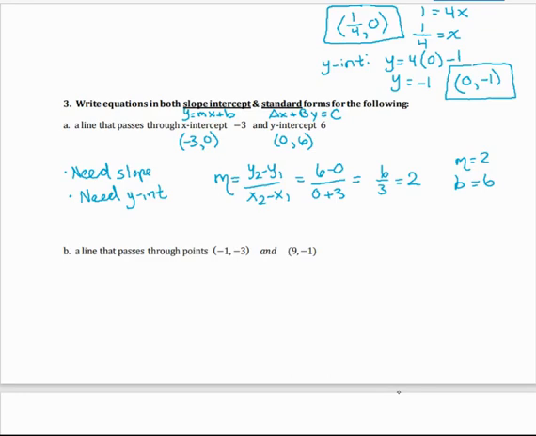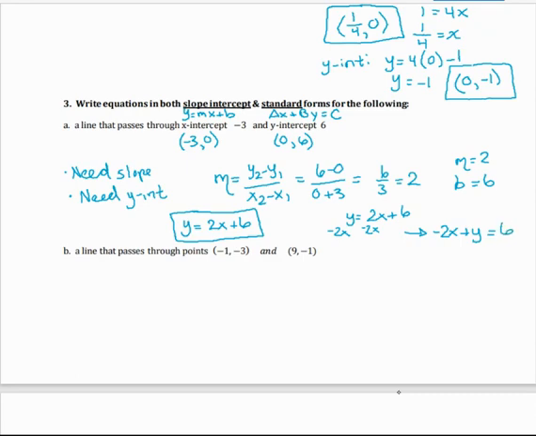Therefore, I can pop that right into our equation. In slope-intercept form, we would have y equals mx plus b, so y equals 2x plus 6. However, we're also asked to find standard form. I do not need to start from scratch. I will take my equation that is in slope-intercept form and rearrange it. For standard form, I need my x value on the left-hand side. So I'm going to subtract 2x. This now gives me negative 2x plus y equals 6.